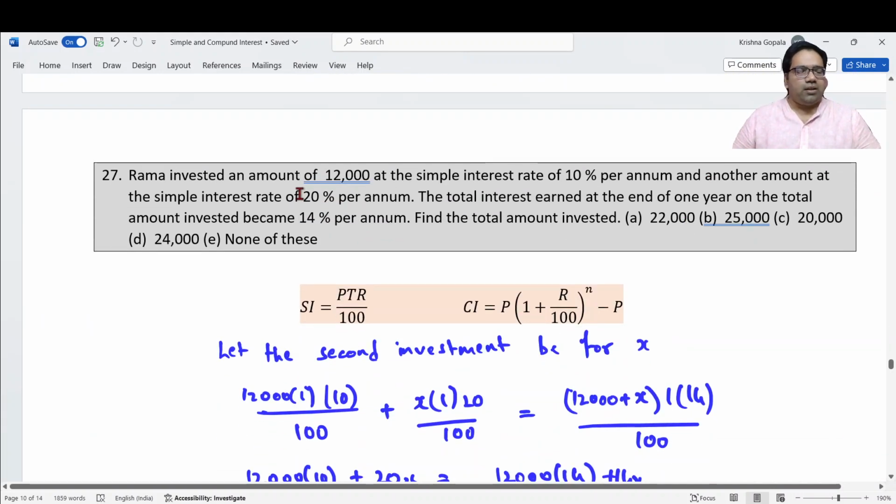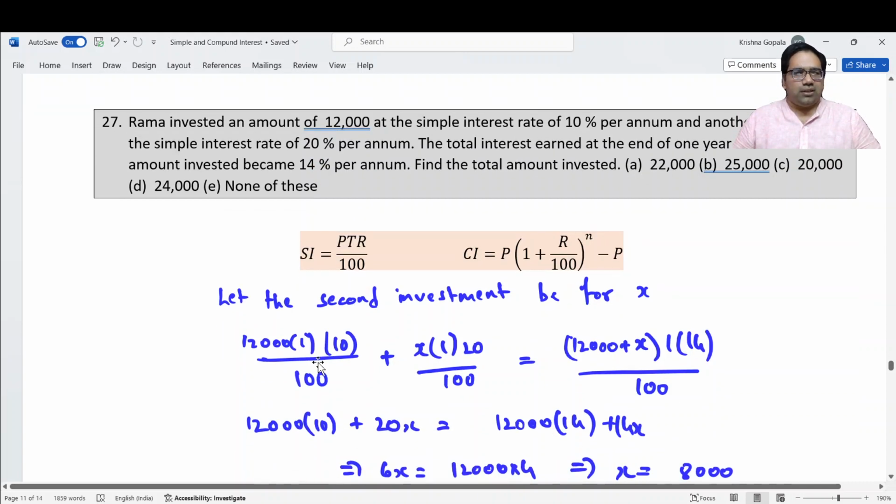Okay. Rama invested an amount of 12,000 at simple interest at the rate of 10%, and another amount at simple interest at 20%. 12,000 is for 10% and another amount, we don't know what it is, is for 20%. The total interest on the total amount becomes 14%. This is also simple. 12,000, 1 year, 10%. This is the first investment. This is the second investment. Let it be X. X into 1 year into 20 by 100. Total is 12,000 plus X into 1 year into 14 by 100.